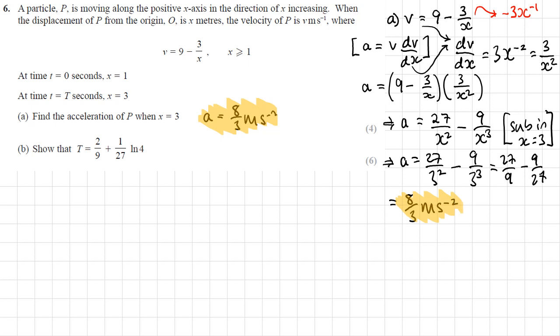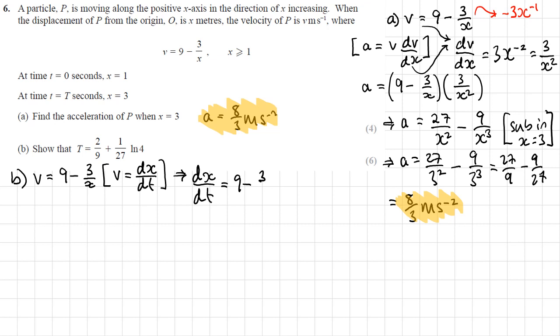Moving on to part B, and it says show that t is equal to 2 over 9 plus 1 over 27 log 4. Okay, so let's start with what we've been given, which is v is equal to 9 minus 3 over x. Now we know that if we differentiate the displacement with respect to time, we get the velocity. So v is equal to dx dt. So I can write the statement that's given as dx dt is equal to 9 minus 3 over x.